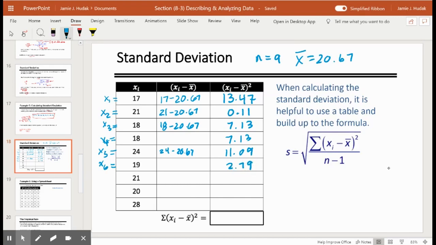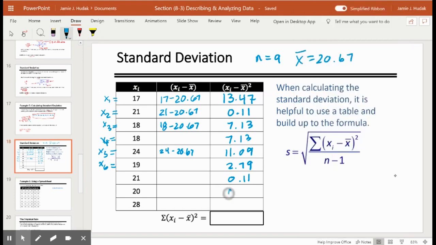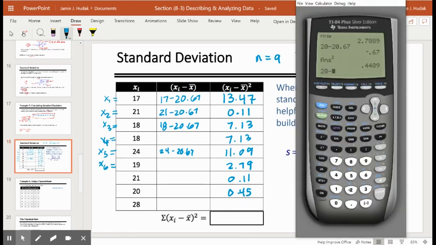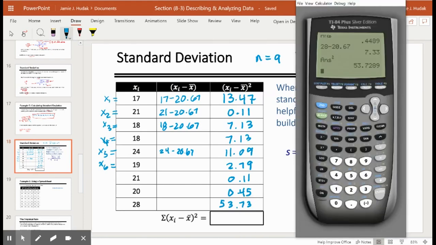21 we had done already. It was the second row, 0.11. And now 20 minus 20.67. And we square it, 0.45. And 28 minus 20.67. And when we square it, 53.73. And now we want to add all of these numbers up.